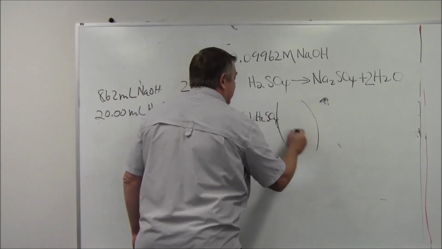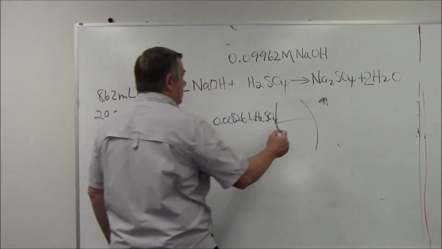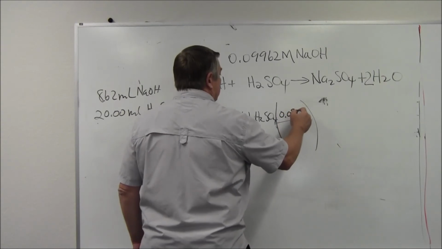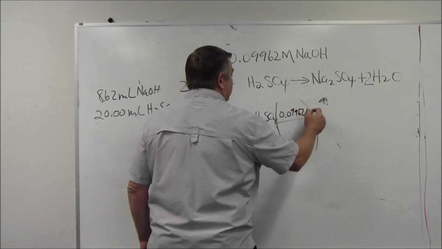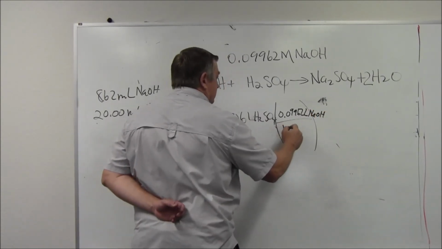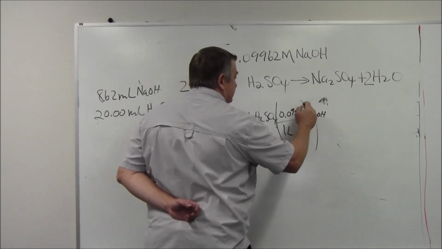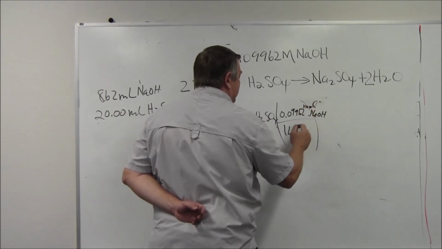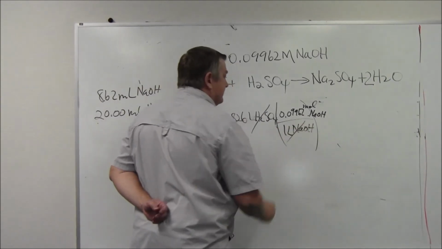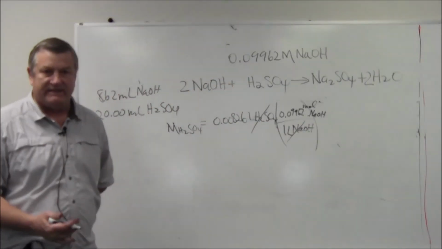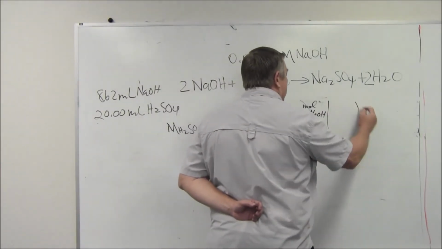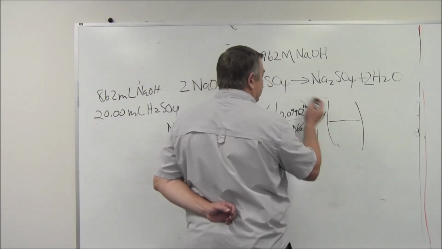Times its molarity will give us moles. And the molarity is the same, 0.09962 moles per 1 liter NaOH. That cancels liters and goes to moles. That's where we always want to get with titration: moles of known first, and then use the balanced equation to convert that to moles of unknown with the ratios.